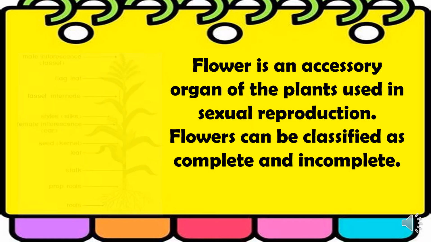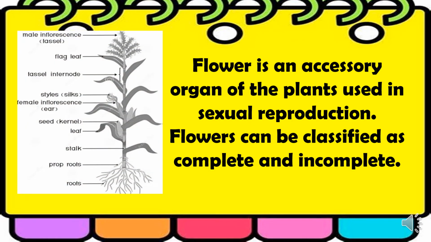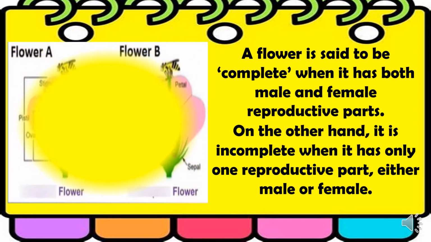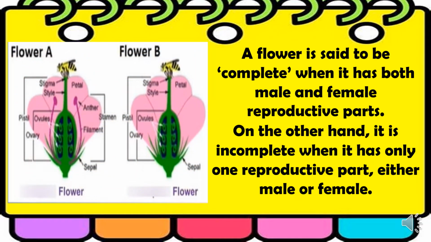Flower is an accessory organ of the plants used in sexual reproduction. Flowers can be classified as complete and incomplete. A flower is said to be complete when it has both male and female reproductive parts. On the other hand, it is incomplete when it has only one reproductive part, either male or female.